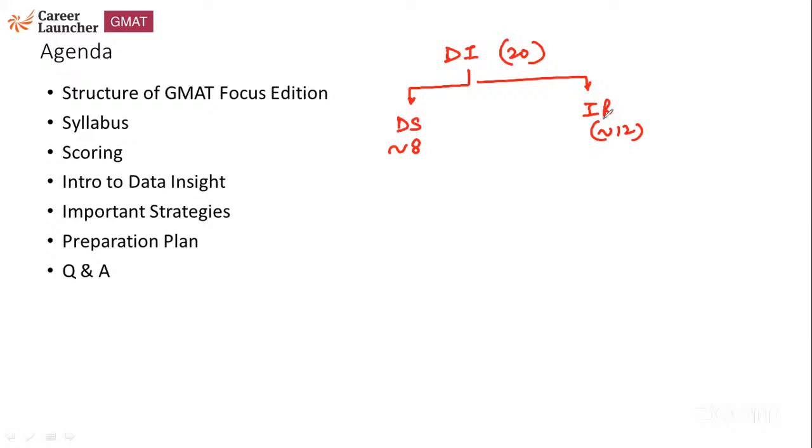The types of questions which come under IR are multi-source reasoning, two-part analysis, table analysis, and graphic interpretation. So these are the four types of questions which come under the IR category of the question types under data insight.